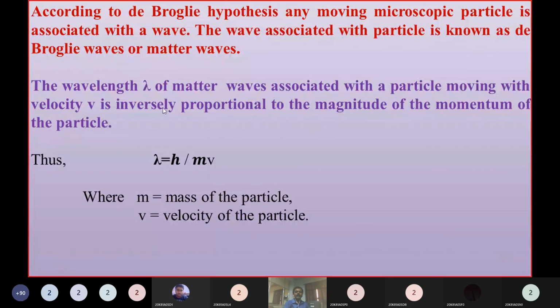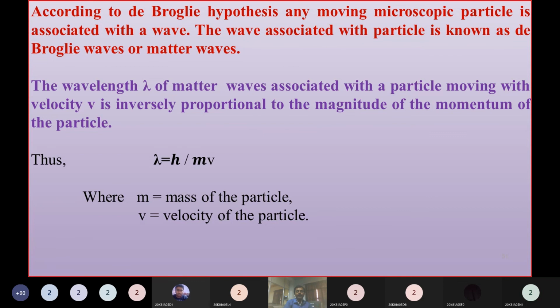According to the de Broglie hypothesis, any moving microscopic particle is associated with a wave. Particles like electrons and protons, if moving, are associated with waves. Macroscopic objects like balls and buses, visible to our naked eye, do not show wave nature. But a microscopic particle moving with some velocity is associated with a wave. The wave associated with the particle is known as the de Broglie wave or matter wave.